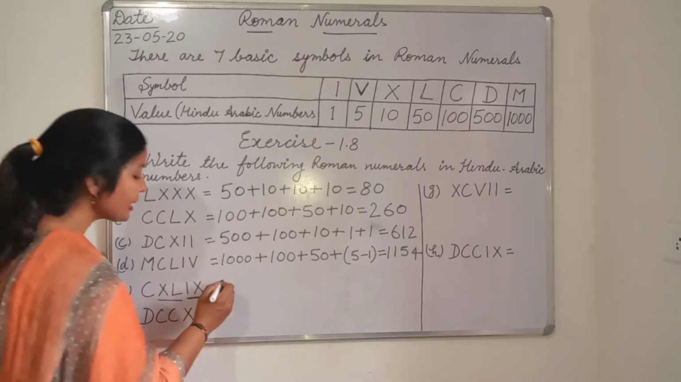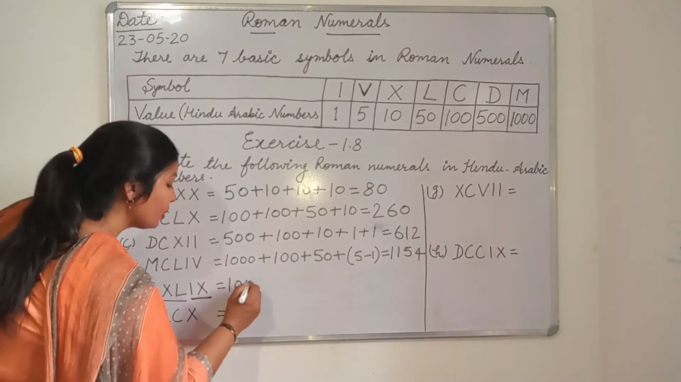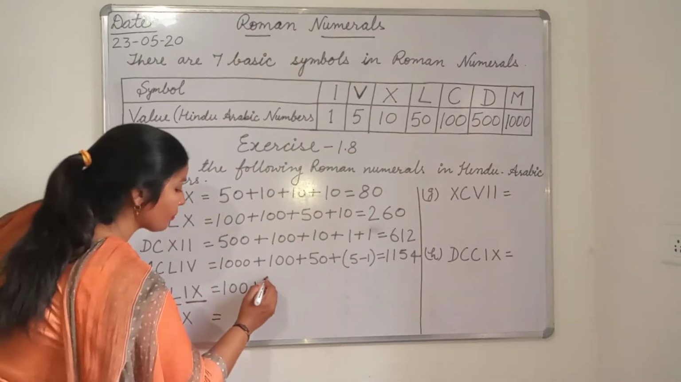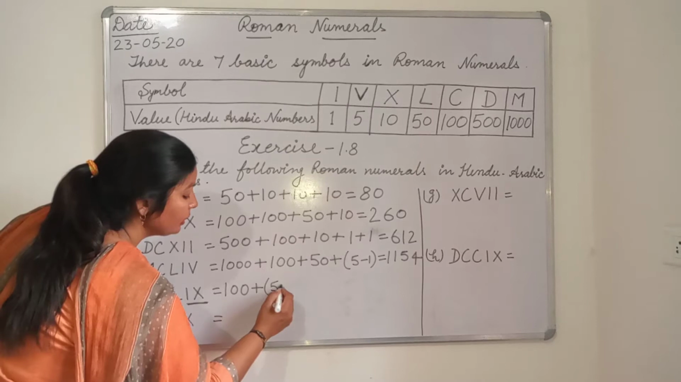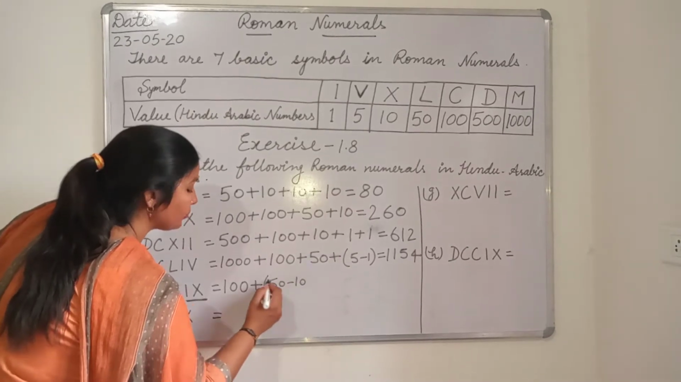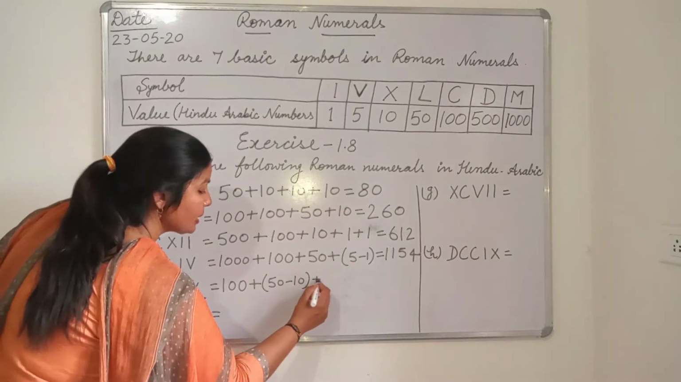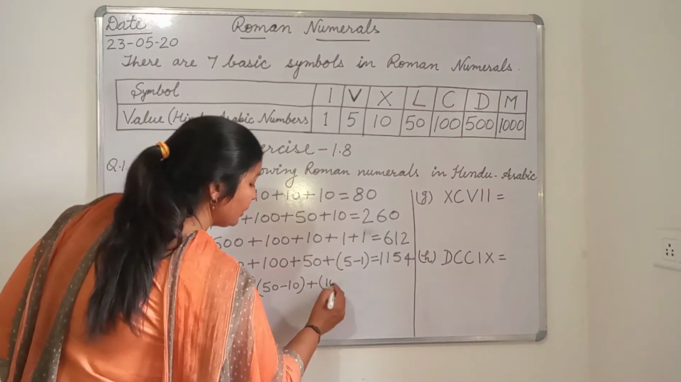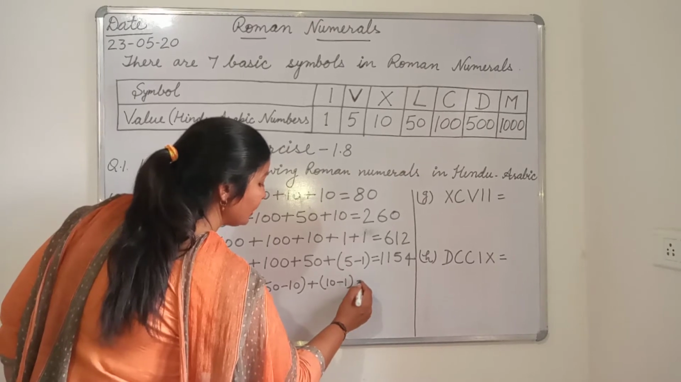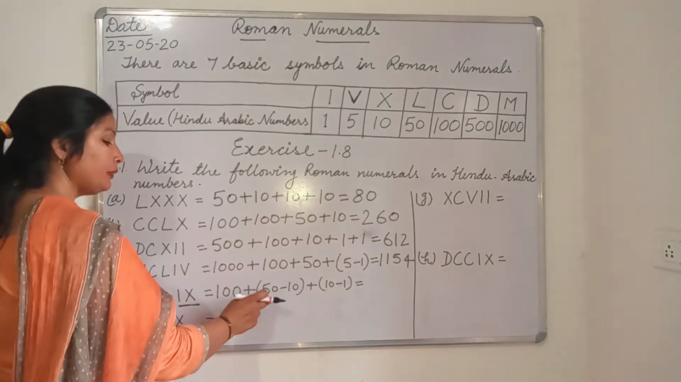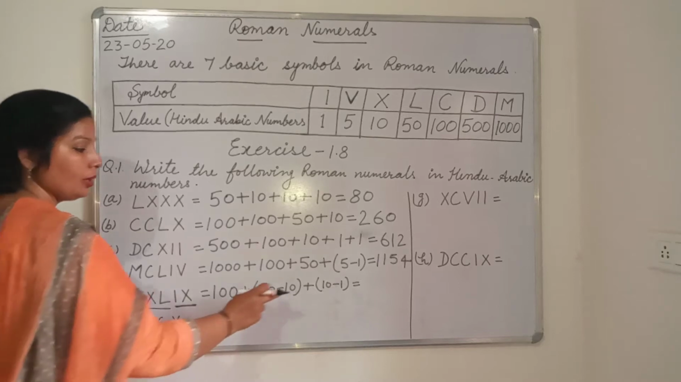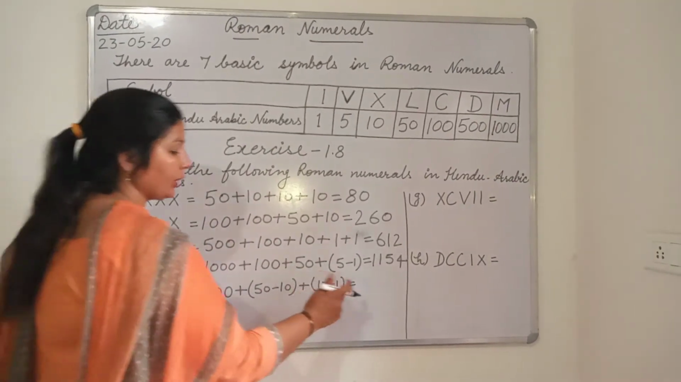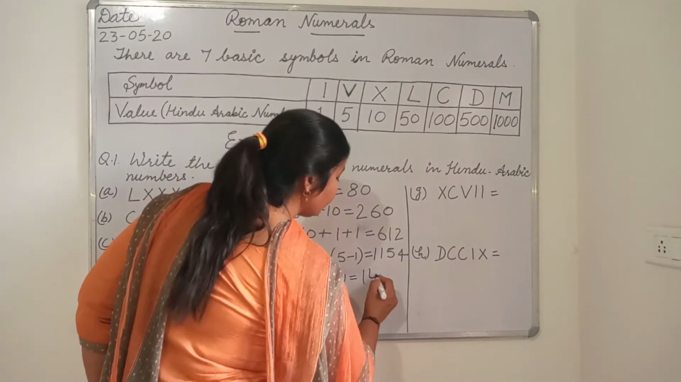So firstly C. C means 100. Then we will do L minus 10. L means 50 minus 10. Then plus next is 10 minus 1. Now calculate them. 100, 50 minus 10, 40. Plus 10 minus 1, 9. So 149. Your answer is 149.